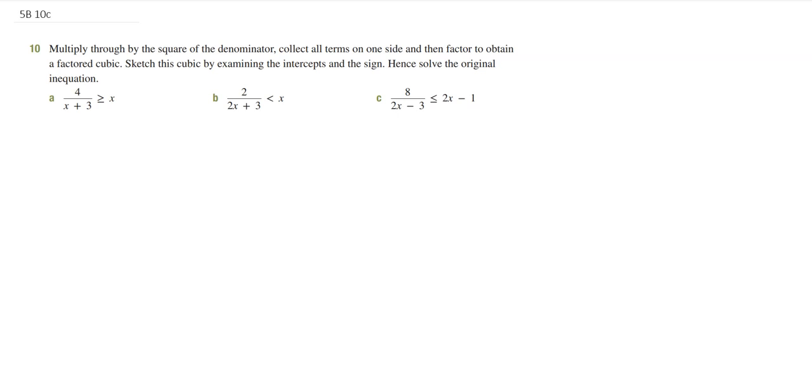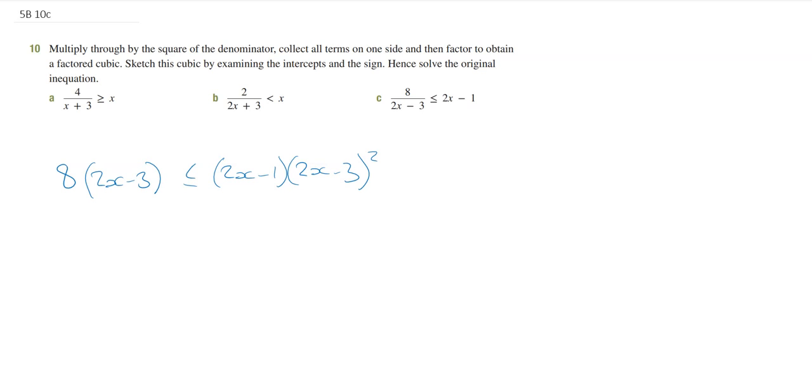I've got 8 over 2x minus 3 is less than or equal to 2x minus 1. So I'm going to multiply both sides by the square of the denominator of this thing here. So multiplying both sides by that squared, which is going to give me 8 times 2x minus 3 on the left side, less than or equal to 2x minus 1 times 2x minus 3 squared on the right side.